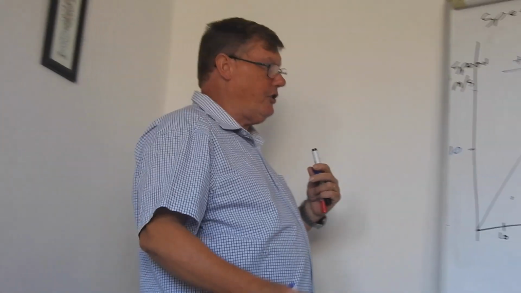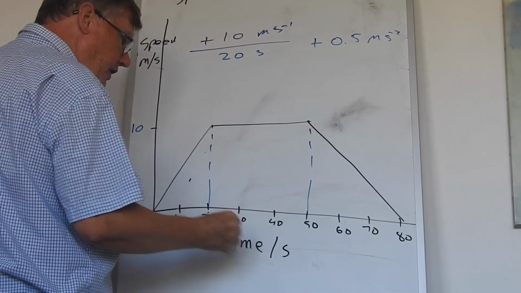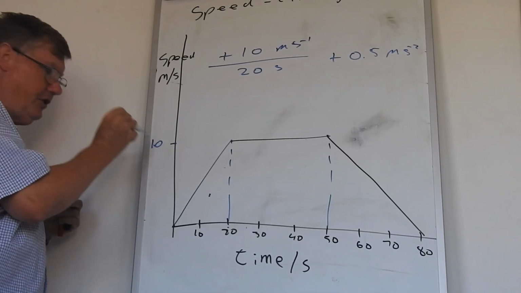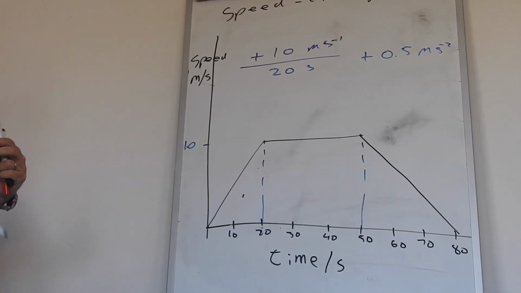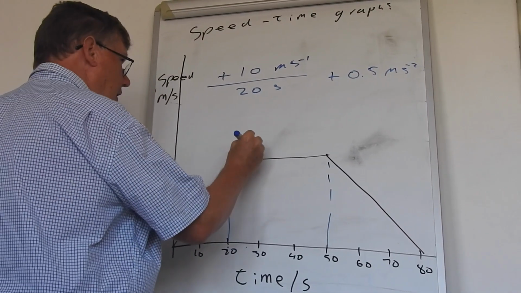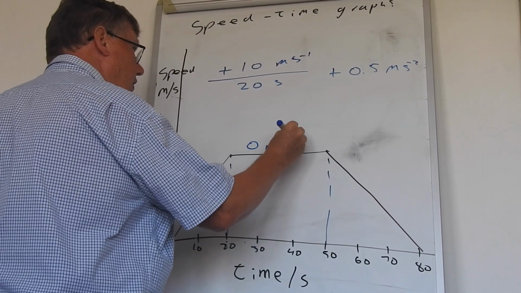What was the acceleration here? From 20 seconds to 50 seconds, it was travelling at a constant 10 meters per second. How do you know? Because the line's flat. So the acceleration here is 0 m/s².